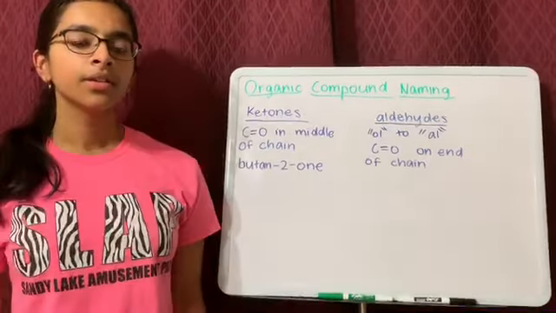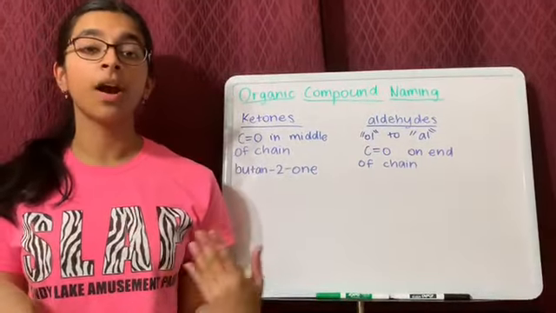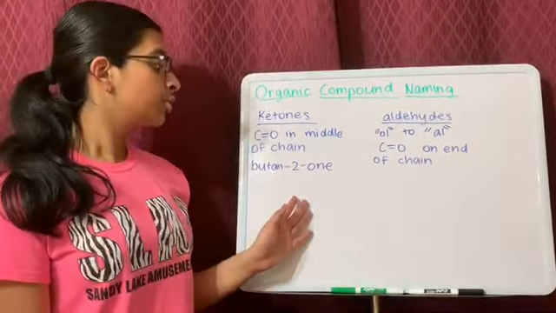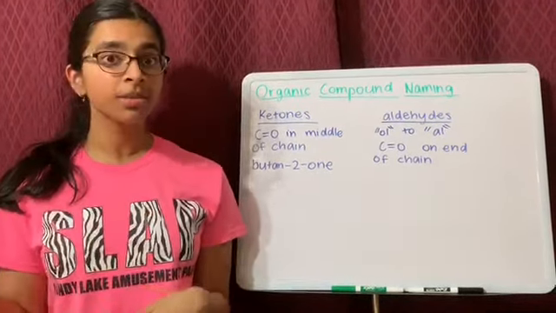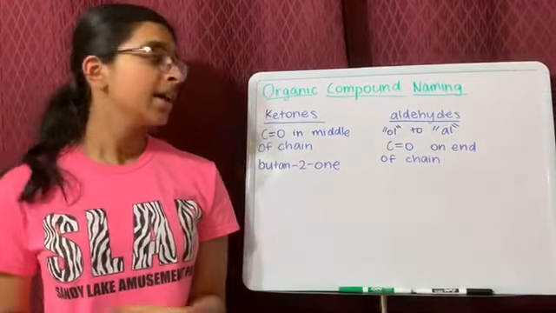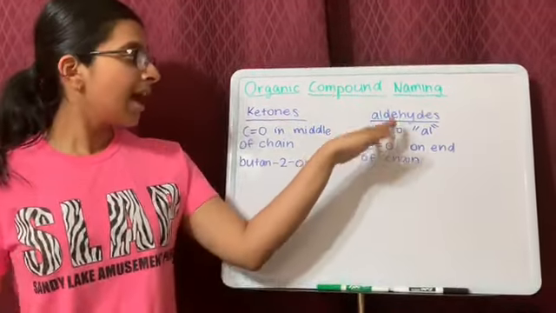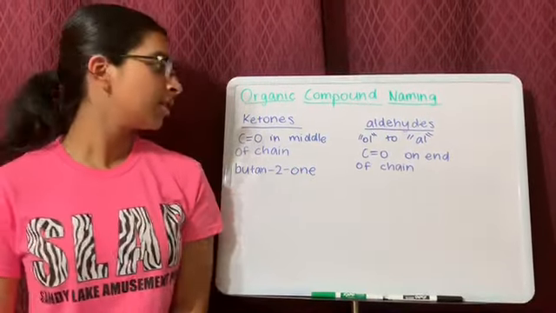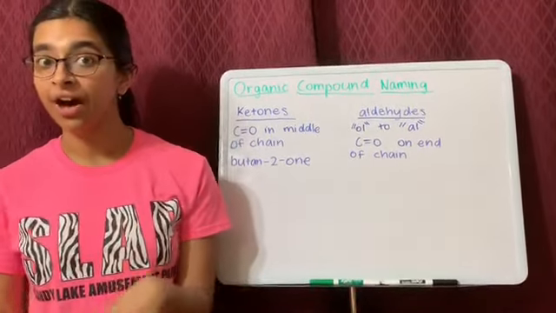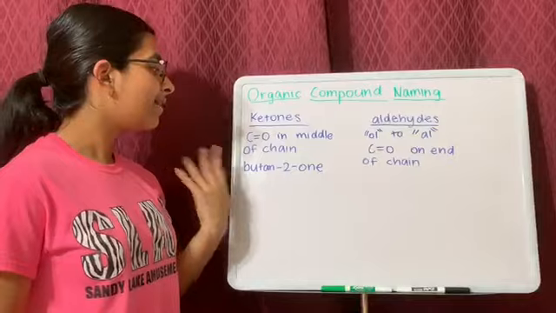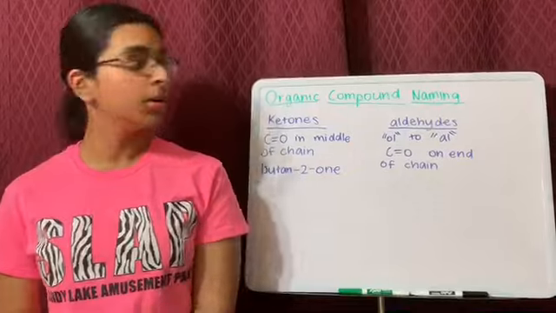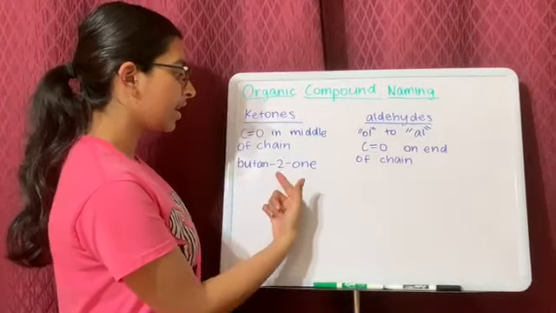So with the C double bond to O group, the carbonyl group, there's 2 possible types of compounds that we could have. We could have a ketone, which is when the C double bond O is in the middle of the hydrocarbon chain, or we could have an aldehyde where the C double bond O is on the end of the chain. So the way we name aldehydes is the ol at the end of the alcohol is changed to an al. So we have methanal, ethanal. And with ketones, we just simply add -one to the end of the stem. So butanone or propanone.